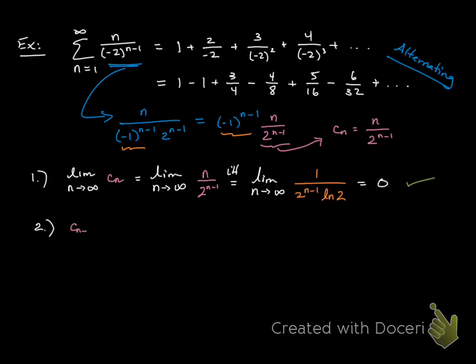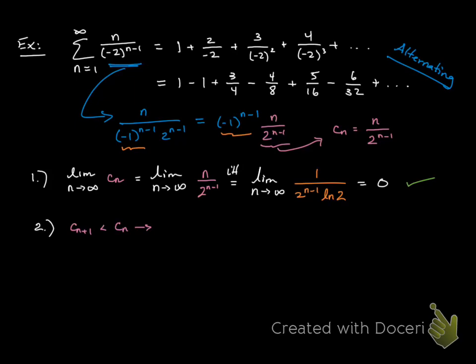Okay. So now, to check if I have a decreasing sequence. It's not enough to just say, oh, the limit's 0. It's got to be decreasing as well. We also have to check number 2 here, that it's decreasing. I can come up with a sequence that's approaching 0 that's not decreasing.